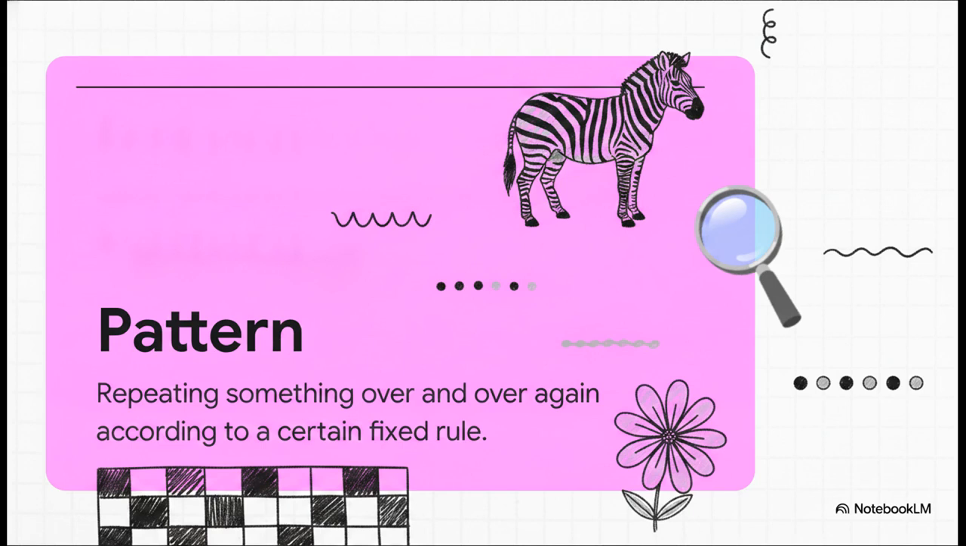What you just observed with that zebra and the traffic light is exactly what we call a pattern. Basically, a pattern is just the repeating of something over and over again according to a specific fixed rule. And these aren't just abstract ideas for a math class. We literally see them everywhere in our environment. Think about the tiles on your kitchen floor, or how petals are arranged on a flower. Whenever there's a fixed sequence or order happening, you are looking at a pattern.